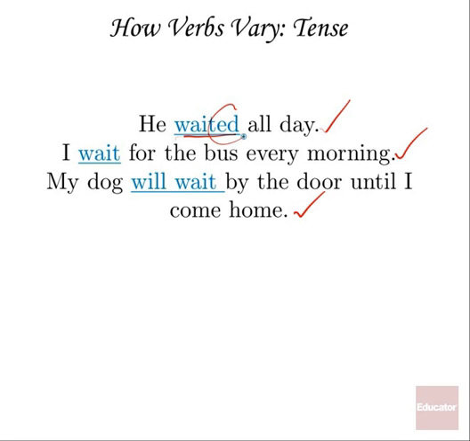It's also the past participle form of the verb. I wait for the bus every morning. That's the simple present tense, and it uses just the base form. My dog will wait by the door until I come home. That's the future tense, and it uses the helping verb will to form the future tense will wait.